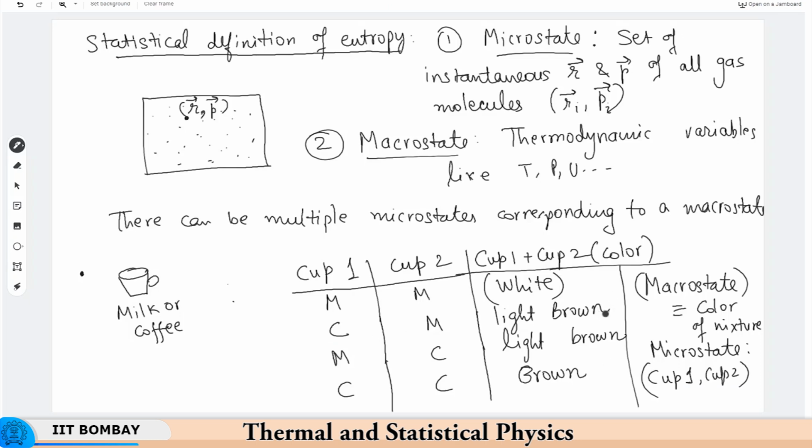Say my macrostate is light brown color. There are two possibilities to get that: either cup 1 has coffee and cup 2 has milk, or cup 1 has milk and cup 2 has coffee. So this is how you can try to understand this concept of microstate and macrostate. Right now I just took the example of 2 cups. If you have many cups, there can be many microstates corresponding to a single macrostate. I hope that is clear. Now I will extend this analogy into a more mathematical formulation.